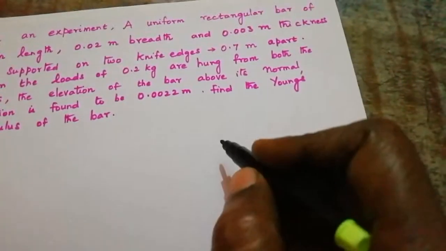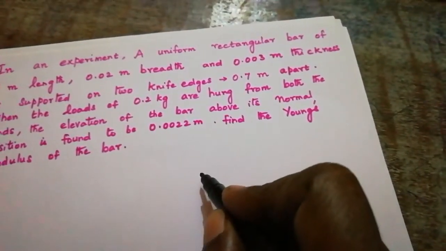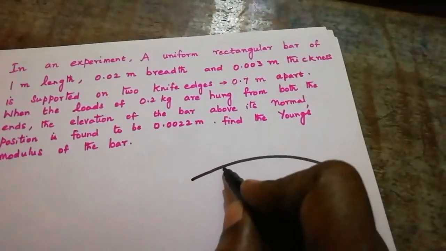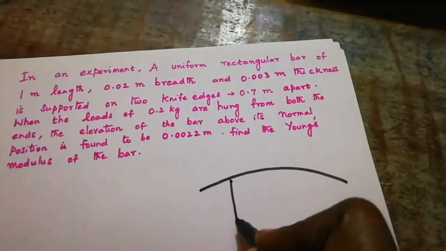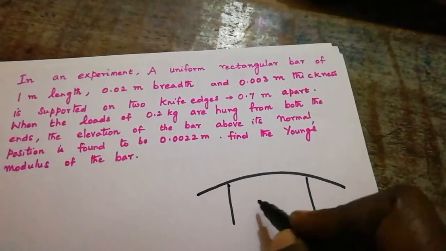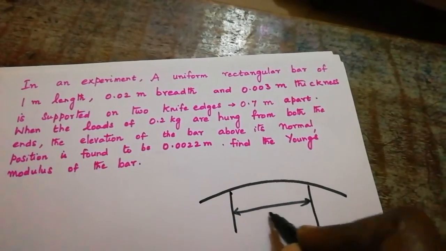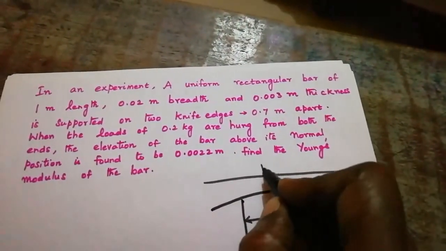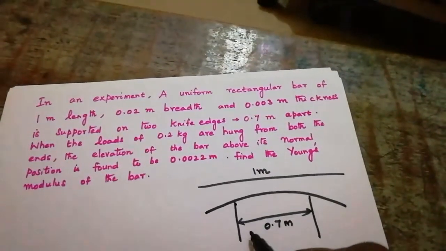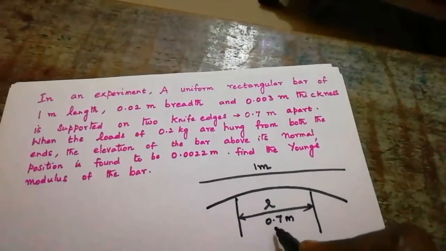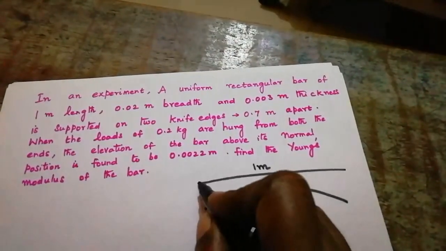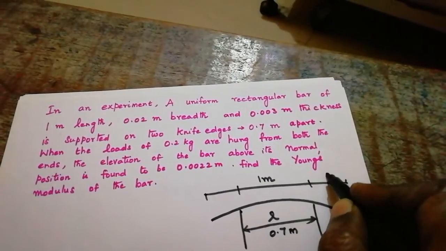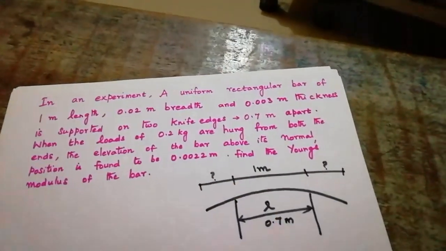So listen, it is about a bar of 1 meter length. So the total length is 1 meter. It is supported on two knife edges. Let these be the two knife edges. These are 0.7 meter apart. The distance between the two knife edges is 0.7 meter. So the remaining should be 0.3 meters.